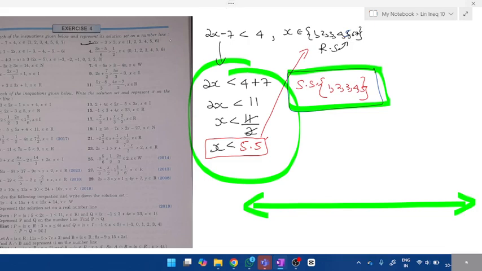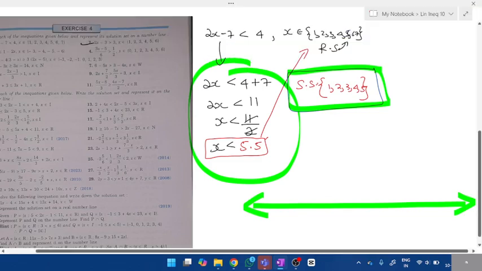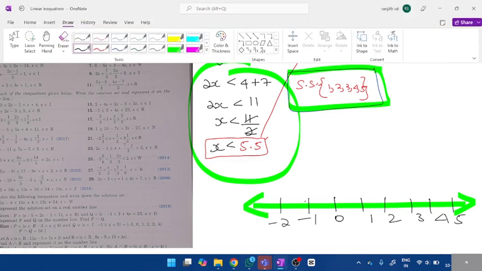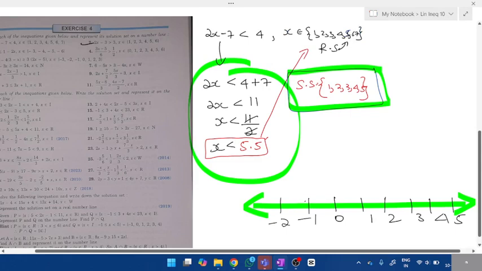We'll take 0, and for reference we'll give one or two negative numbers, -1, -2. On the right-hand side 1, 2, 3, 4, up to 5. Then you have to keep dots on top of them: 1, 2, 3, 4, 5. This is the final answer. There are 3 marks for this: 1 mark for solving, 1 mark for the solution set, and 1 mark for the number line.